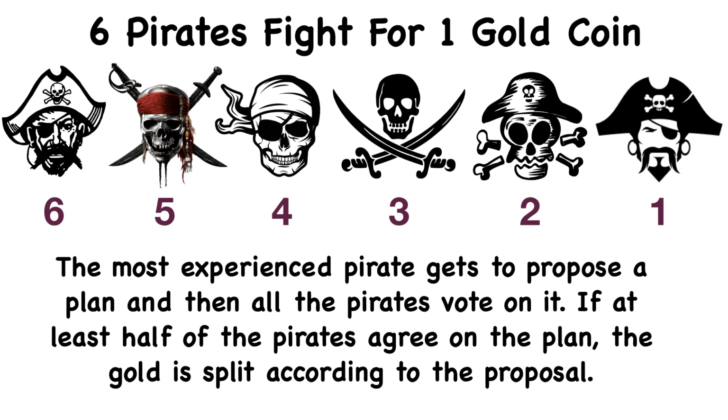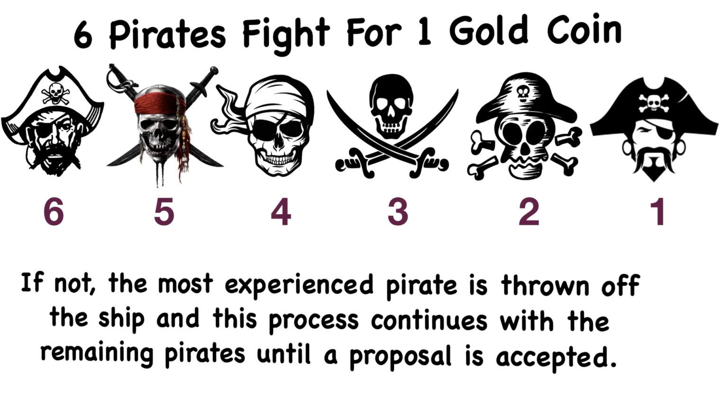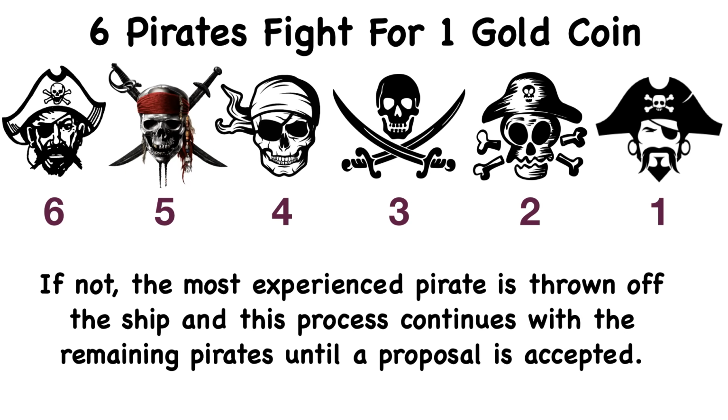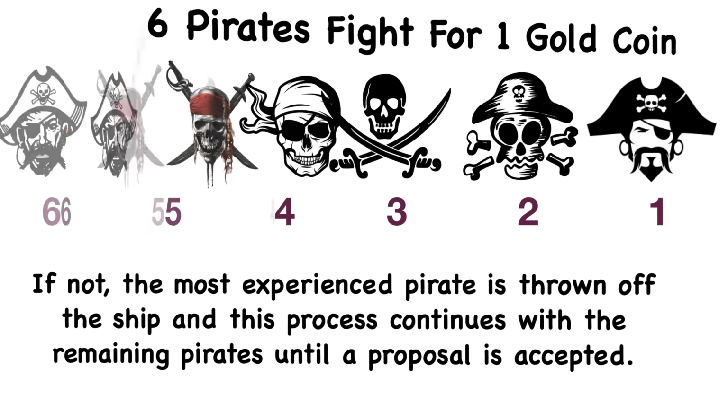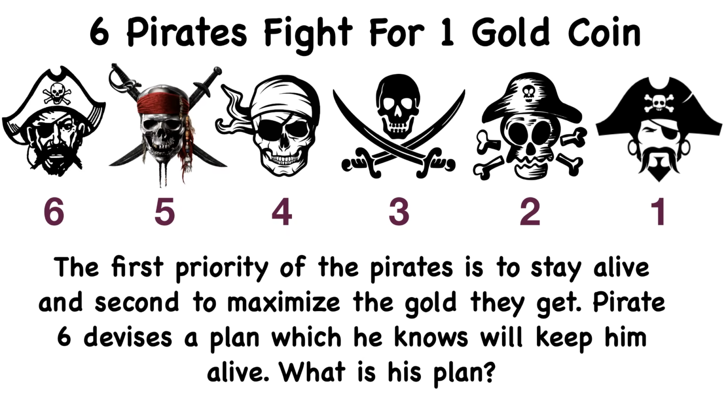If at least half of the pirates agree on the plan, the gold is split according to the proposal. If not, the most experienced pirate is thrown off the ship and the process continues with the remaining pirates until a proposal is accepted. The first priority of the pirates is to stay alive and second to maximize the gold they get. Pirate 6 devises a plan which he knows will keep him alive. What is his plan?